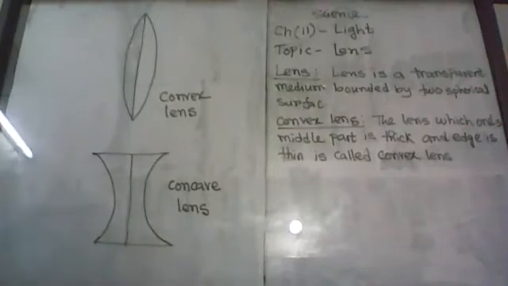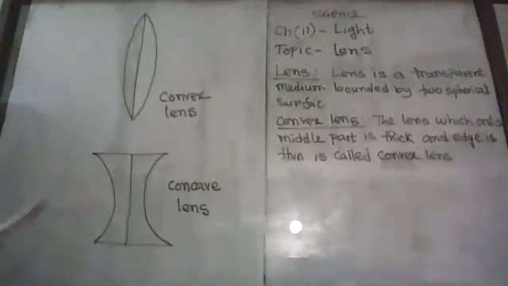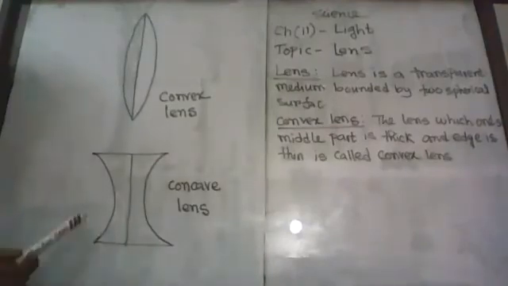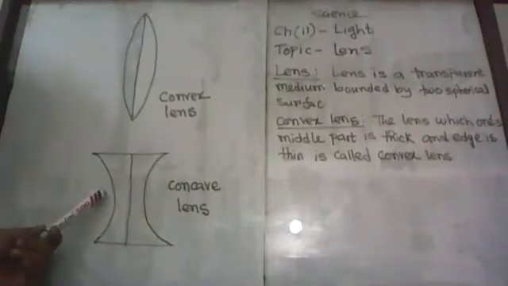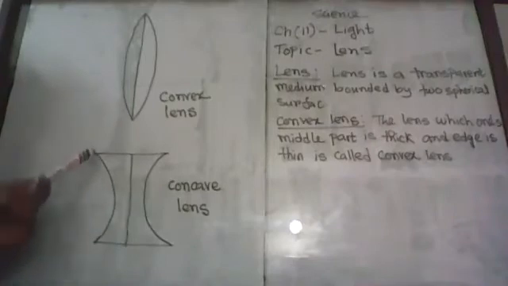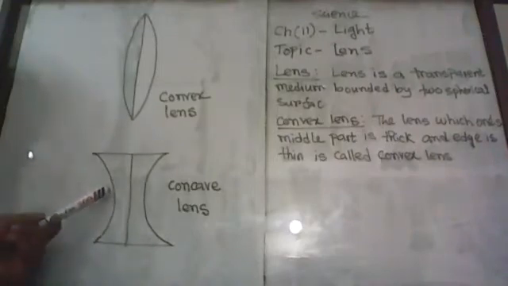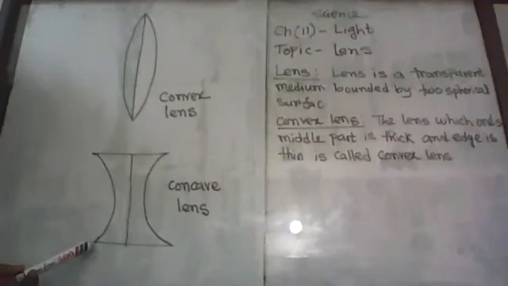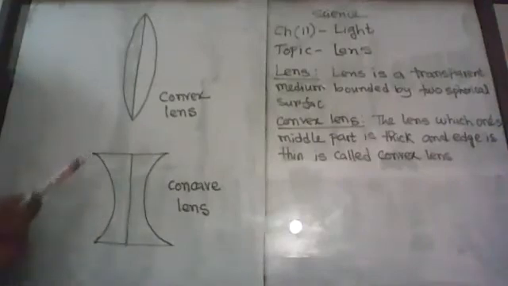Now come back to concave lens. You see here, this one is a concave lens. Boys and girls, this one is a concave lens. This concave lens has a thin middle part, and these are the thick edge parts. So middle part is thin, but edge parts are thick. So thin middle part and thick edge part.